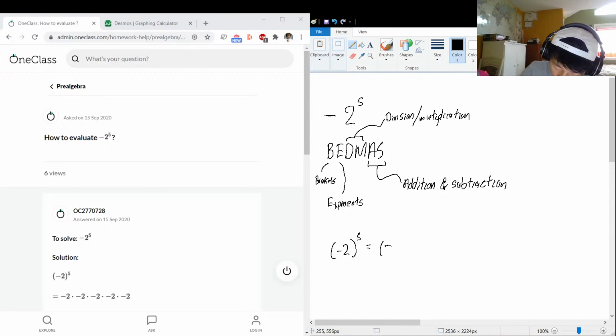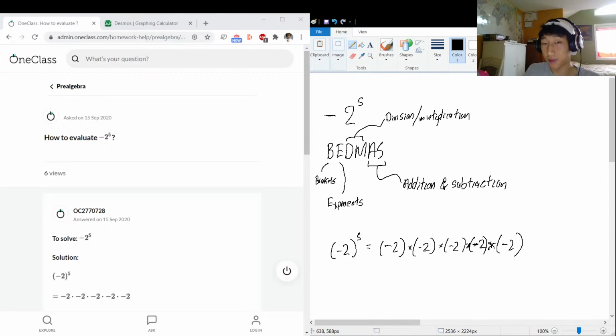So that would be negative 2 times negative 2 times negative 2 times negative 2 times negative 2. All right. What the top thing is saying is we could rewrite that as negative 1 multiplied by 2 to the power of 5. That's what essentially this thing is out here, the negative sign.